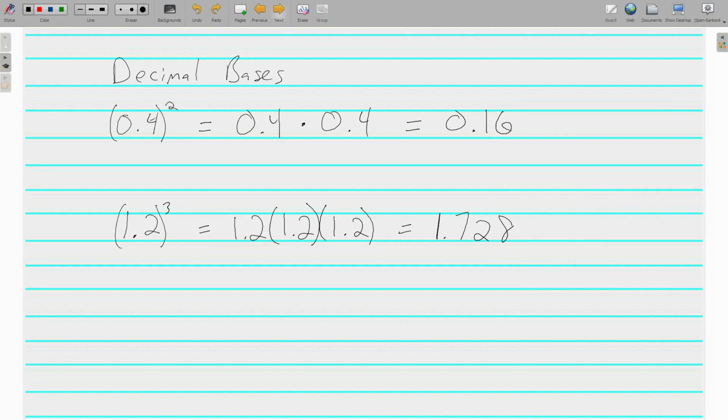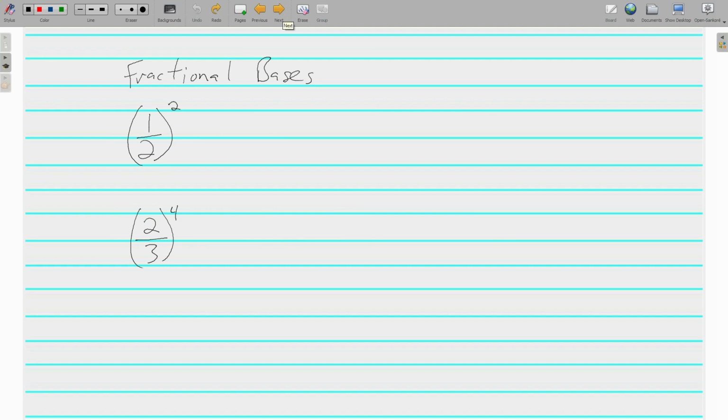Okay, decimal bases, and then we have fractional bases. These aren't tough either. 1/2 squared. If you're squaring the entire fraction, it means the same thing as squaring both the numerator and the denominator. So 1/2 squared is the same thing as 1 squared over 2 squared. 1 squared is 1, 2 squared is 4. That's all there is to it.